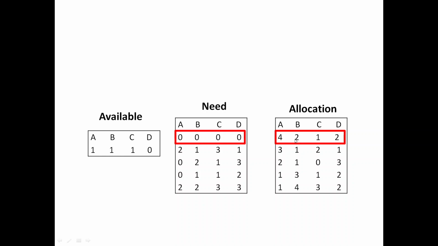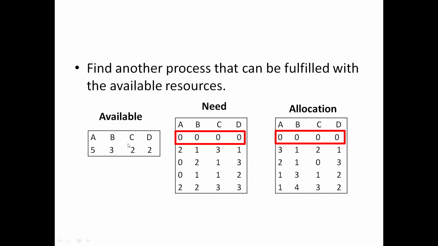Then what will happen? Once a process receives all the resources, it can complete its execution at some point of time. When it completes the execution, naturally all the resources will be released by that particular process. Then that will be added into the available resources. So the available resources are now increased to 5 3 2 2 2, and we assume that P0 has been completed. Now we have to find another process that can be completed based on the available resources. So we can consider the need of the second process.